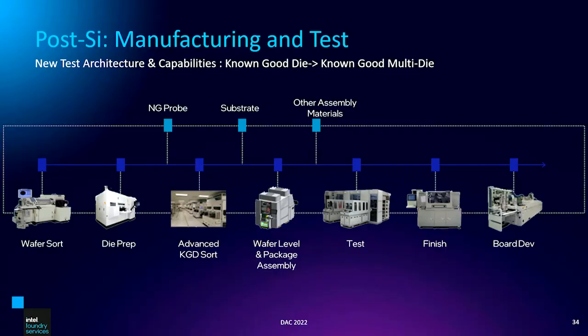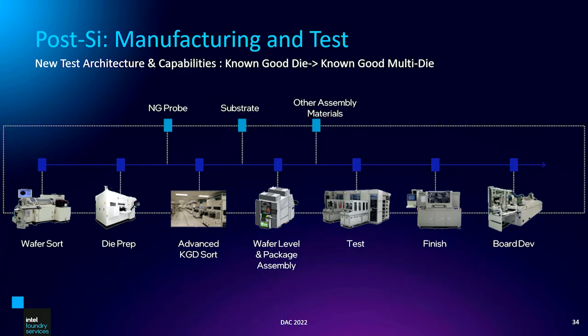Now, I also want to talk a little bit about post-silicon manufacturing and test. The process of wafer sort, die prep, known good die, wafer level and package assembly, test, finish, board development, you name it. This is a well-trodden path. Well, now we're in a situation of, let's say you go from 1 die to 4 die. Now, if you do your traditional flow, you're going to have to get your known good die out, and you have to do that serially.